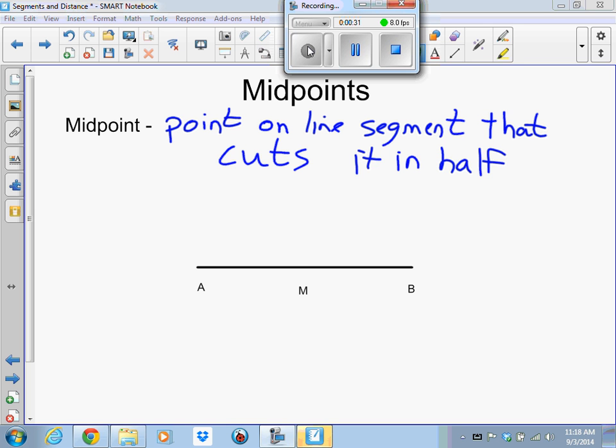If we know a point is a midpoint, we're going to use M for midpoint. Then we can say the length of line segment AM is equal to the length of line segment MB. There are some other formulas that we'll talk about when we get to bisectors in the next video, but for now, that's all we need to know.